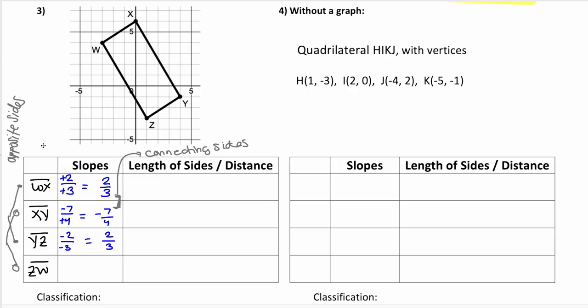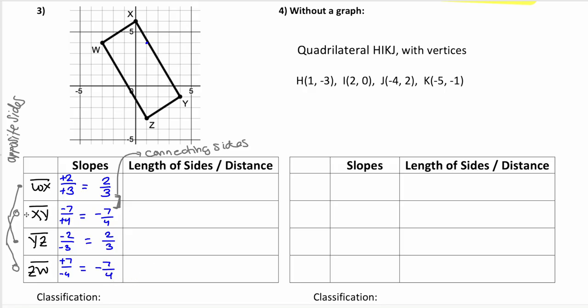Last one is segment ZW. So from Z to W, I'm going to go up. So our change in Y is positive 1, 2, 3, 4, 5, 6, 7. Put a little dot here so I know where I stopped. That's a positive 7. Divided by, from this dot, I'm going to go to the left. So that's a negative change in X. 1, 2, 3, 4. Negative 4. So our slope, positive 7 divided by negative 4, is a negative 7 over 4.